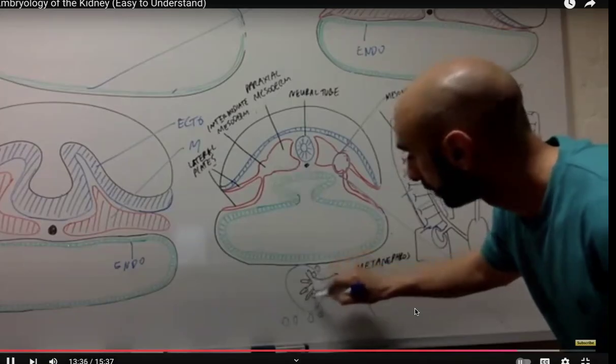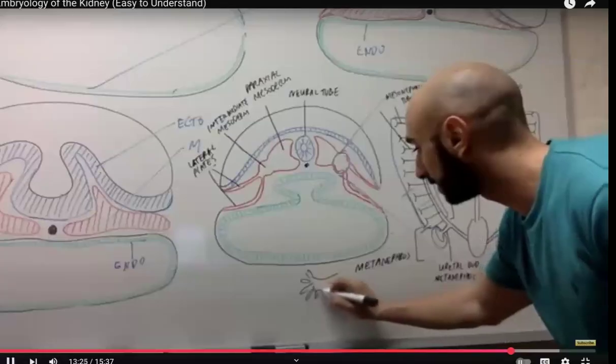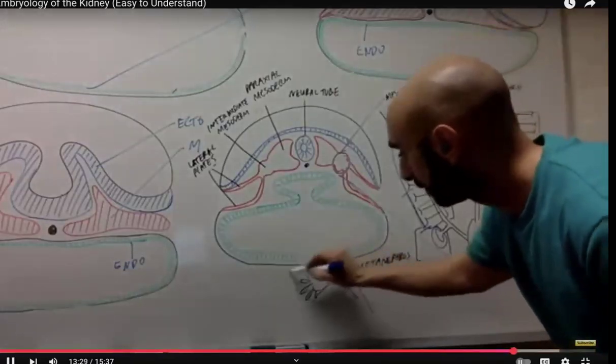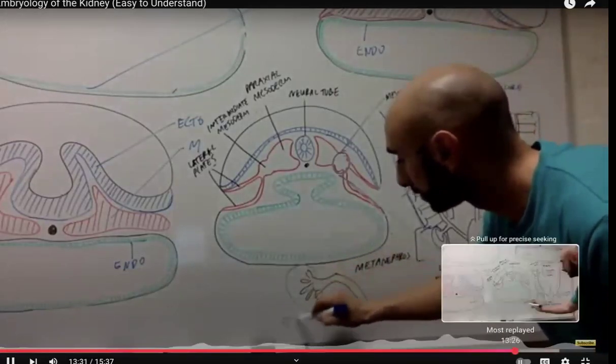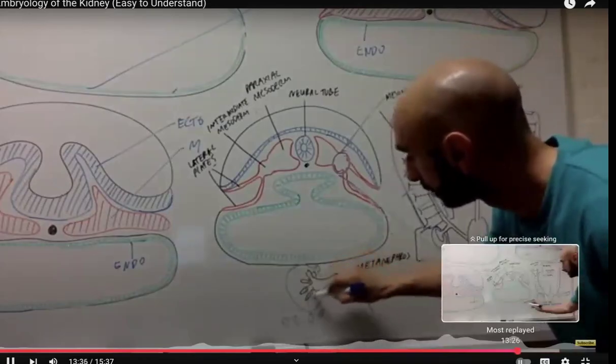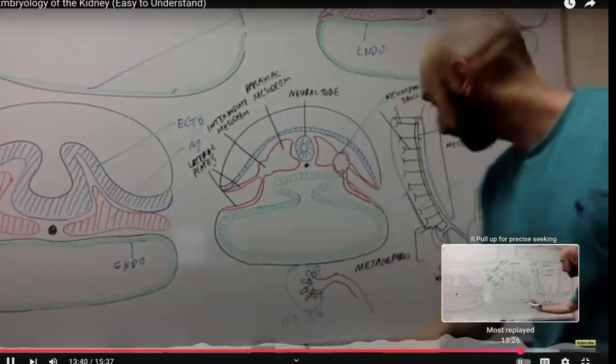Newly grown ducts, and that's how they bifurcate into the minor and major calyxes. And the blastema will form these vesicles. And the vesicles will attach to the newly grown ducts, and that's how the kidney is developed.